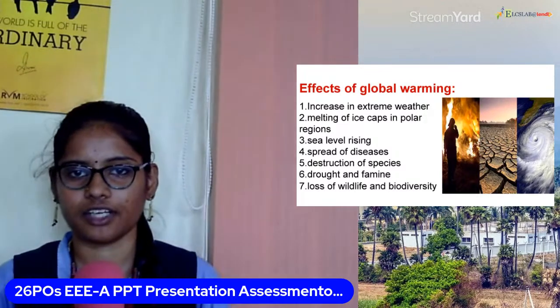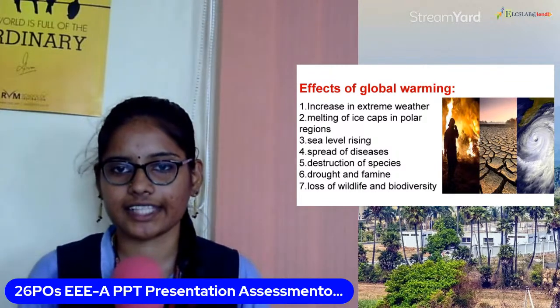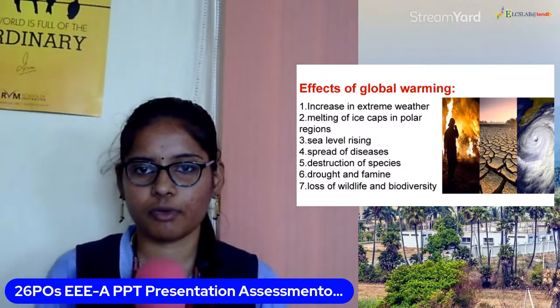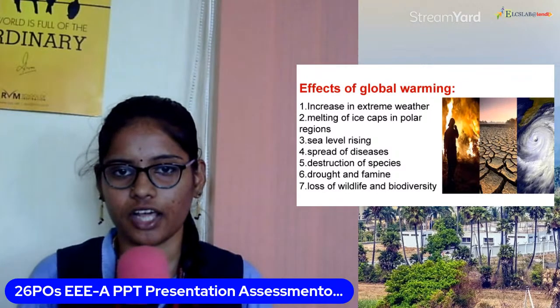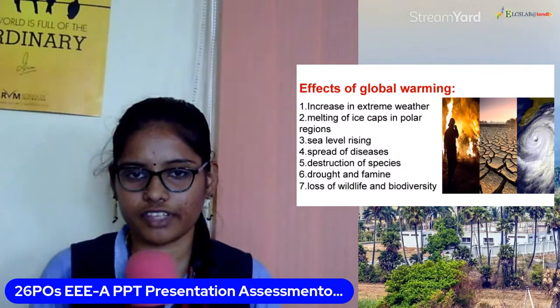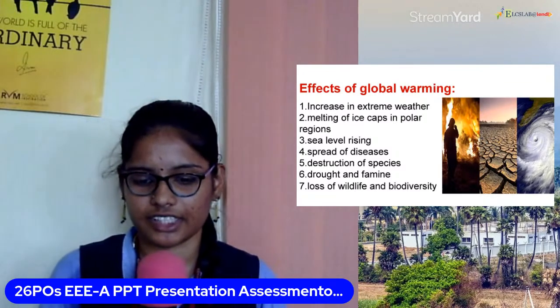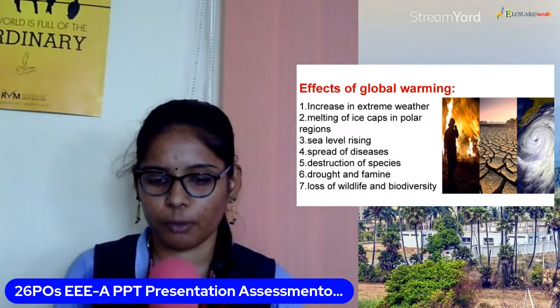Effects of global warming. There are some effects which global warming causes: increase in extreme weather, melting of polar caps in polar regions, sea level rise, spread of diseases, destruction of species, loss of wildlife and biodiversity, etc. These are the effects of global warming.